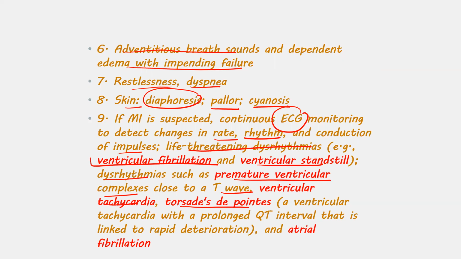So what is Torsades de Pointes? A ventricular tachycardia with a prolonged QT interval that is linked to the rapid deterioration, and atrial fibrillations. All these are the dysrhythmias that we will discuss in the further slides, and these can be complications in the patient. So if patient is suspected with MI, we have to check for all these dysrhythmias.